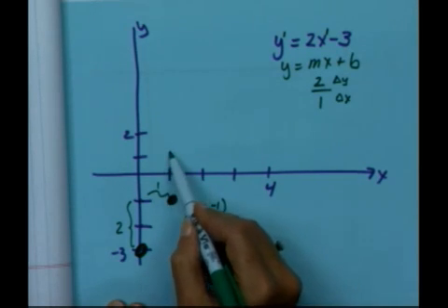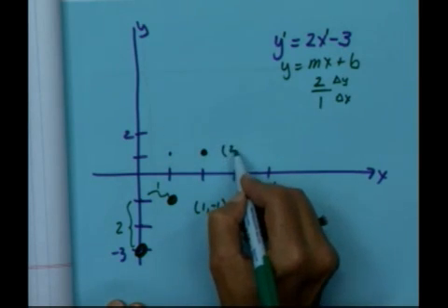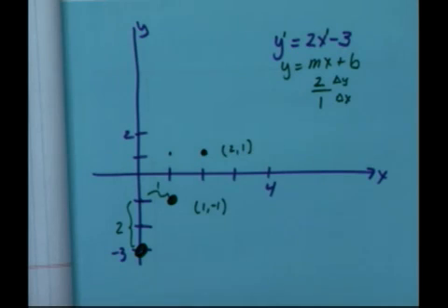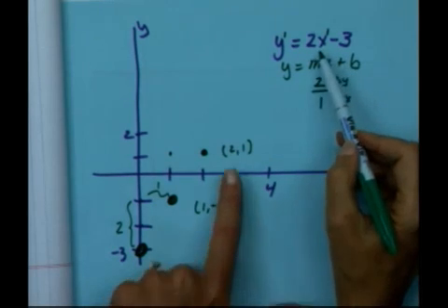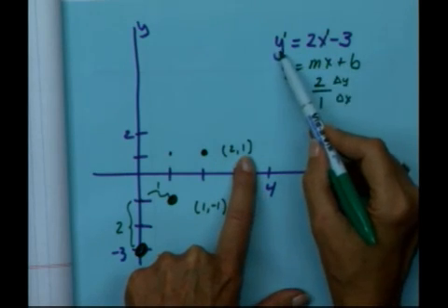Up 2 over 1 should be 2, 1. How can I check to make sure I didn't mess up with my counting? You just put a ruler against it. Plug and chug back into the equation. When you let x be 2, is the y value going to be 1?